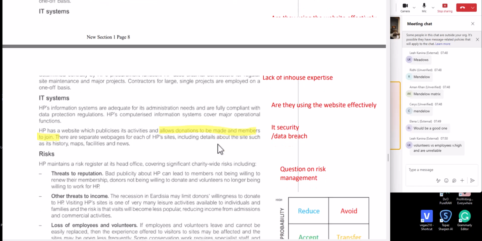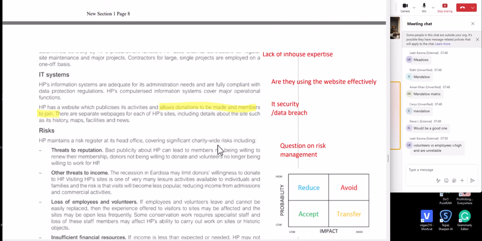So I talked about it earlier that in a charity, their IT system now is very, very important. They are becoming much more commercial. So it says we've got a computer for operational functions. We allow donations on the membership, and our website is about history. It seems to me that the IT system is very basic.